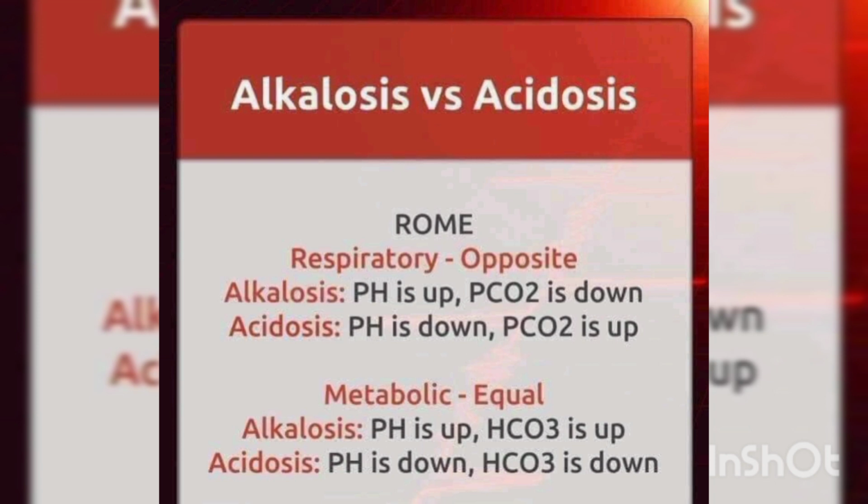On the other hand, metabolic means equal. In metabolic alkalosis, pH would be high and bicarb would also be high. In metabolic acidosis, pH would be low and bicarbonate would also be low.